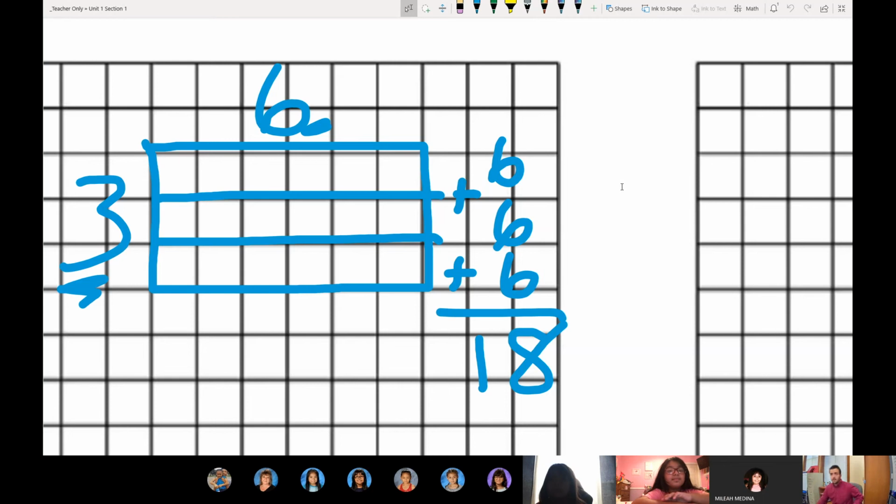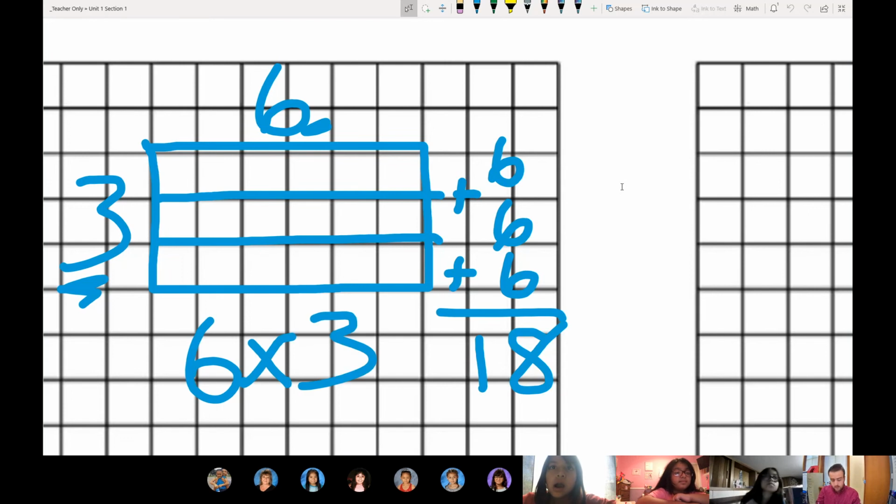I'm running out of time. I want to make sure we hold to that 30-minute mark, so I'm going to end it here unless we have more questions. But just to remind ourselves, we can take these side lengths and multiply them together to get our total area of rectangles.